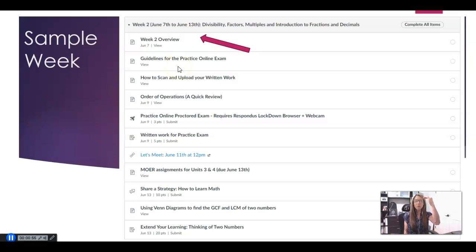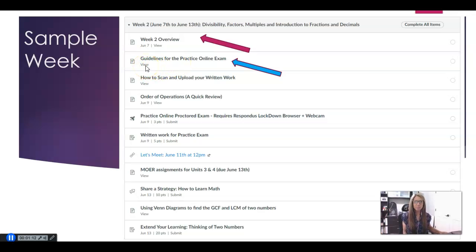And then the rest of the module gives you a step-by-step process for completing everything in order. So by the end of the week, you've met all your due dates and you feel confident knowing that you haven't missed anything. Okay, it looks like during this week we have guidelines for the practice online exam.